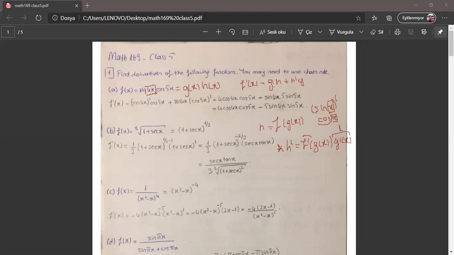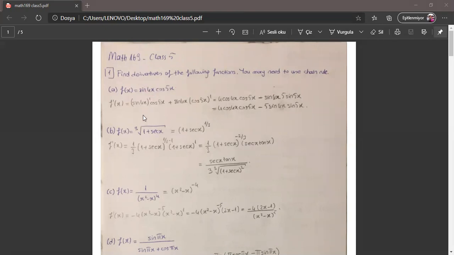But here we have 4x, so we need to take its derivative too. So let's find it together. So what's the derivative of this? It is 4 cosinus 4x times the second function, plus sinus 4x times this one's derivative, which is, first we take the derivative of cosinus, which is minus sinus. That's why we have minus. So we have first minus sinus 5x, then the inside function's derivative, which is 5. So at the end, we have this equality.